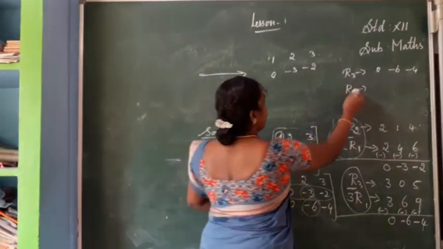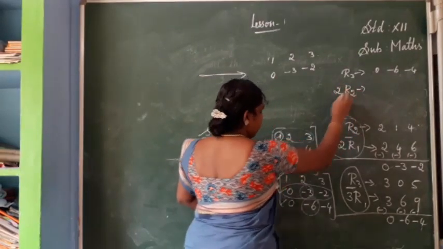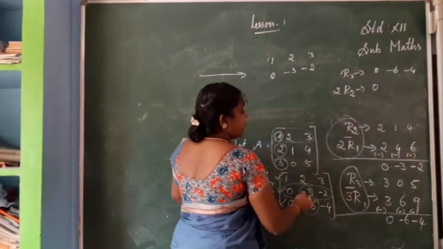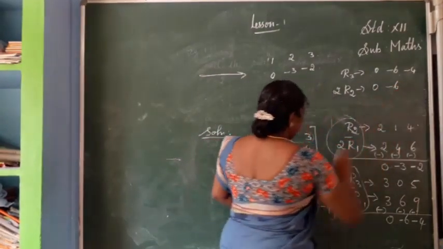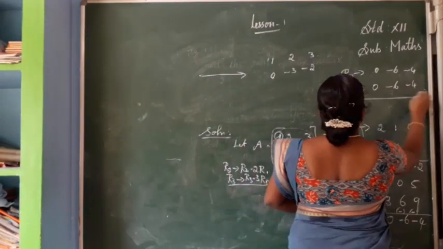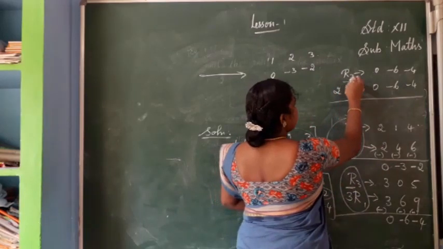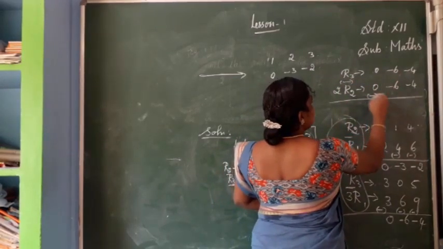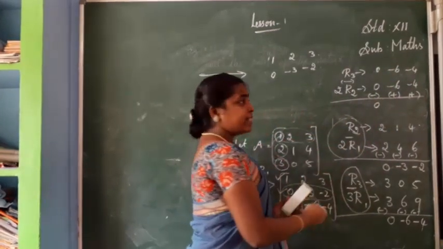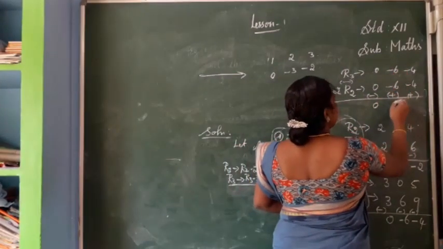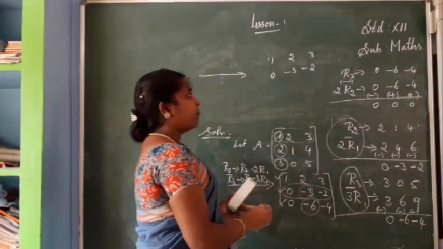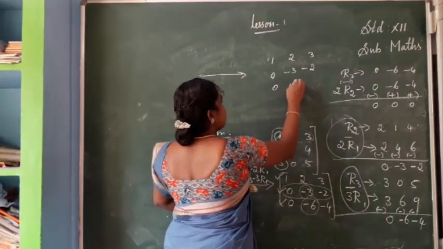So that's why I am going to multiply R2 by 2. You multiply and say 0. 2 into 0, that is 0. 2 into minus 3, minus 6. 2 into minus 2, minus 4. Now here also, because both are minus, so minus plus plus. 0 minus 0 is 0. Next minus 6 plus 6, that is 0. Minus 4 plus 4, that is 0. So all the elements are 0, no problem. 0 0 0.